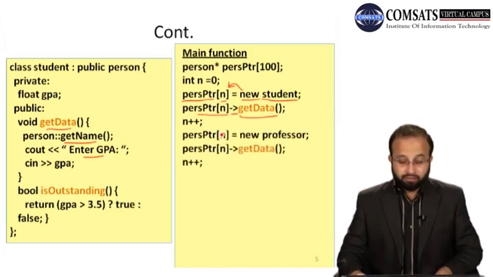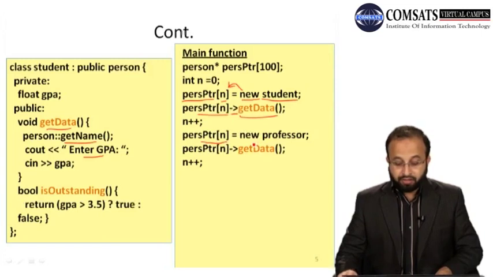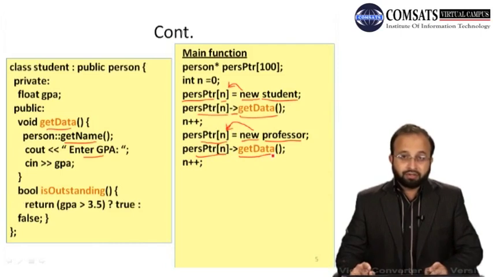And then you incremented n. Now the value of n becomes 1. Then you execute these statements. So on the 1st index of persptr you assign the address of a Professor object. This new operator creates an object of the Professor class and assigns the address to the 1st index of the array. So after allocating memory, the new operator will return its address, and then through the assignment operator that address gets assigned to the 1st index of persptr. And then with this 1st index you are calling again the get data function. Now which get data function will be called?